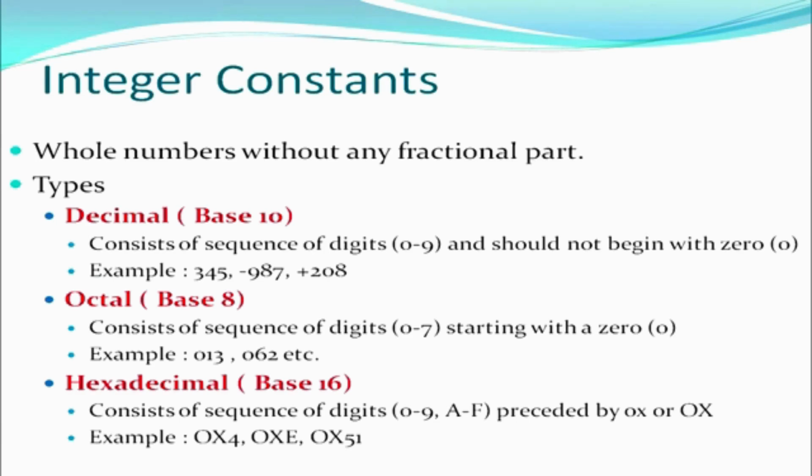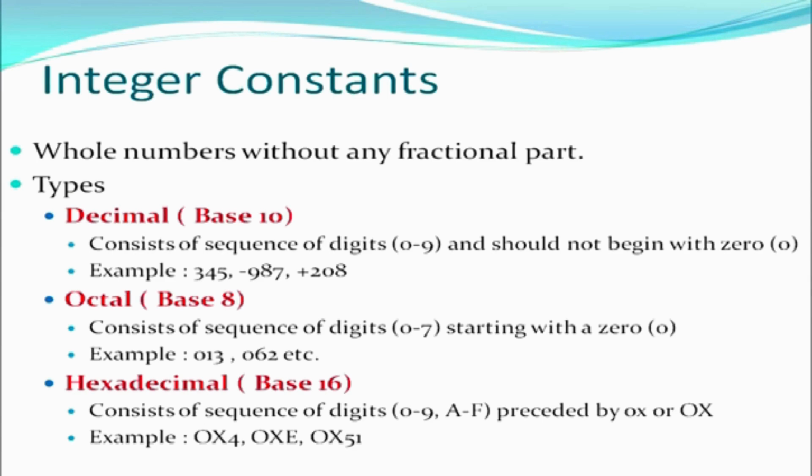Then you have octal numbers or octal constants. The base is 8. Octal numbers consist of digits only 0, 1, 2, 3, 4, 5, 6, 7, and they always start with a 0. This is how you differentiate between a decimal number and an octal number. If I write just 1, 3, it is a decimal number. If I write 0, 1, 3, it becomes an octal number.